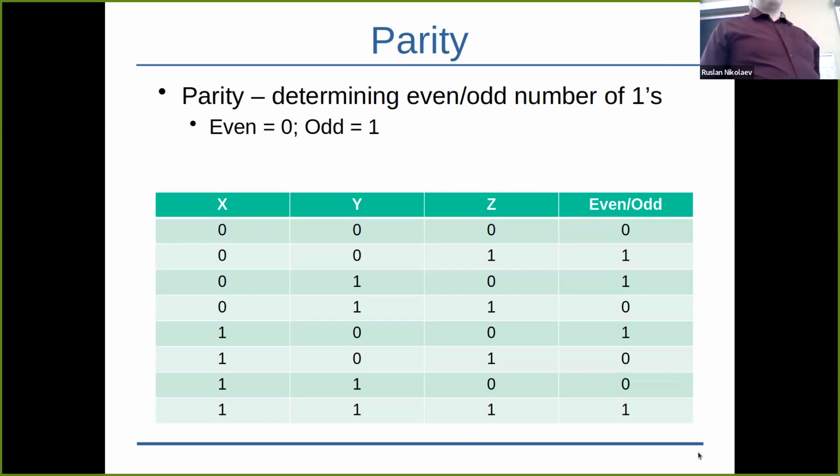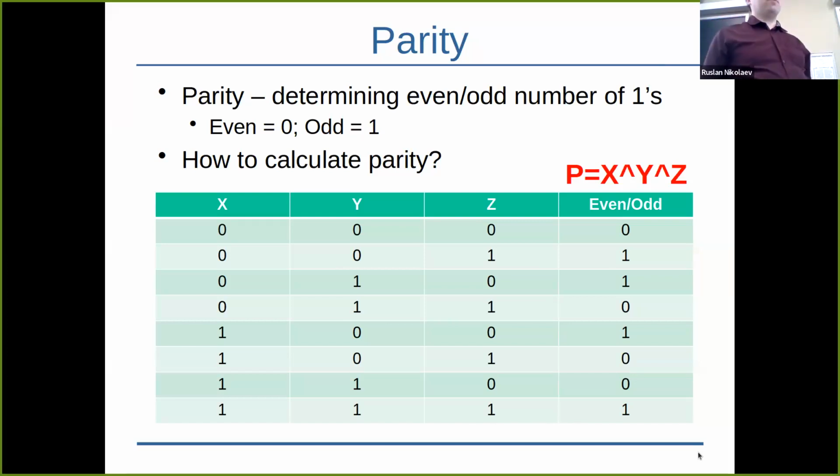But how can we calculate this? Aside from just counting the ones, we can calculate parity by using the XOR operation. So we can just do X XOR Y XOR Z, and so on.